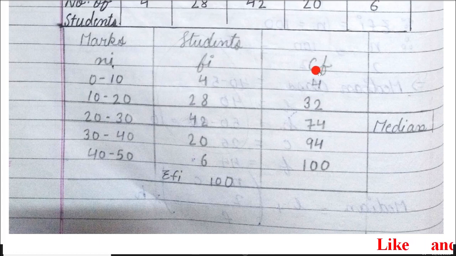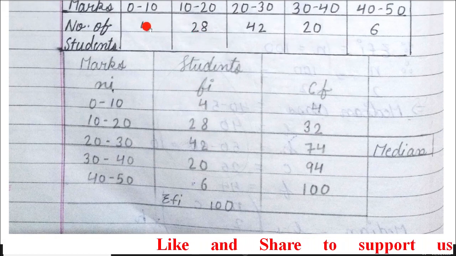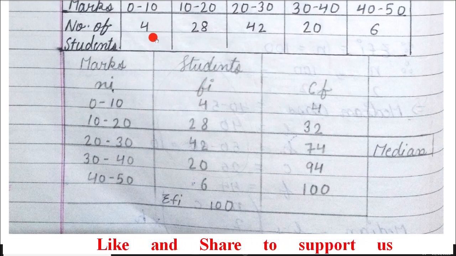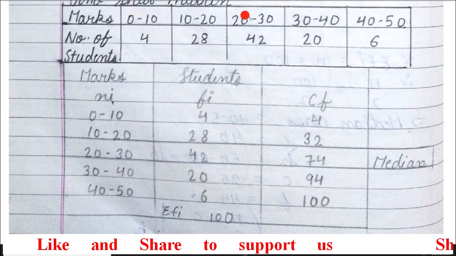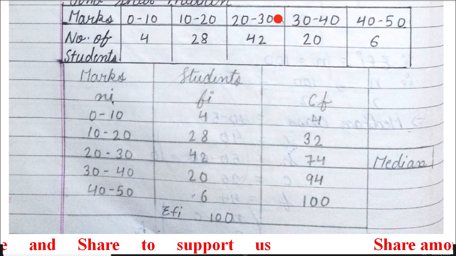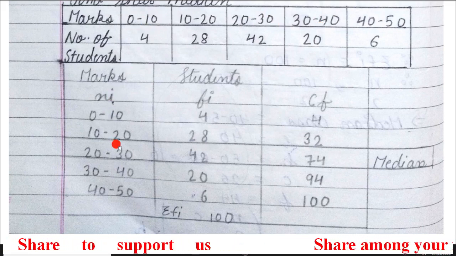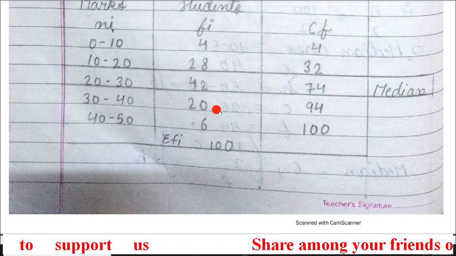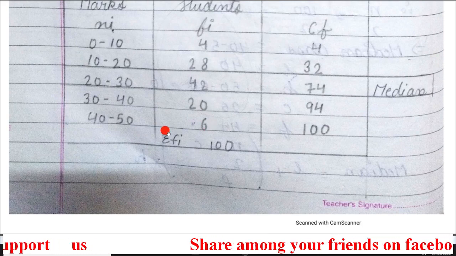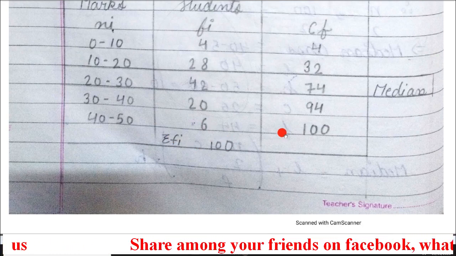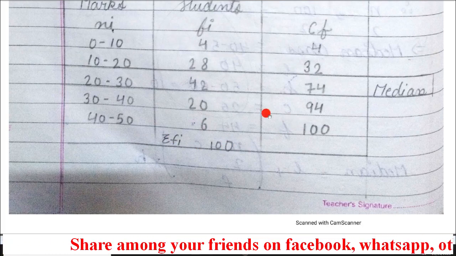CF is for cumulative frequency. Cumulative frequency we obtain from the frequency column, and the frequency column we obtain from the question, that is the number of students is the frequency, and these grouped marks, the class intervals, are your marks, that is xi. Now add them, that will give you sigma fi. This 100 and this 100 are the same, which means the calculation is correct.